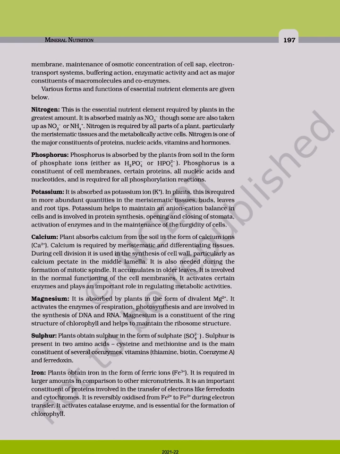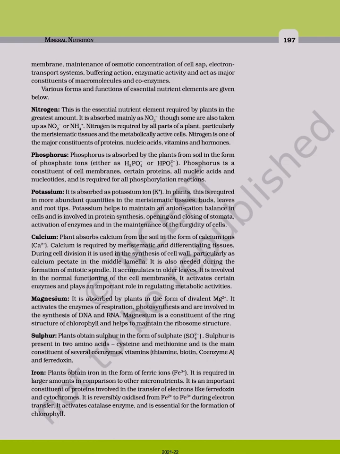Potassium. It is absorbed as potassium ion, K⁺, in plants. This is required in more abundant quantities in the meristematic tissues, buds, leaves, and root tips. Potassium helps to maintain an anion-cation balance in cells and is involved in protein synthesis, opening and closing of stomata, activation of enzymes, and in maintenance of the turgidity of cells.